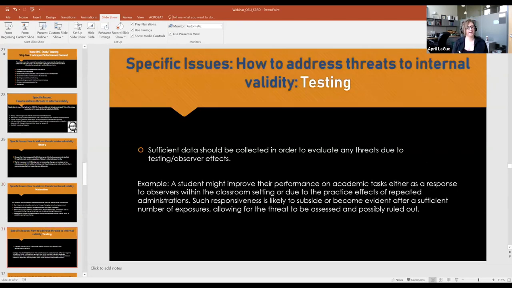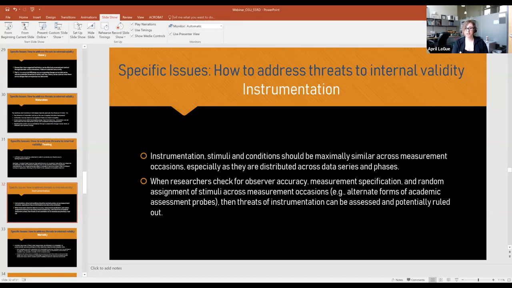Testing, so sufficient data should be collected in order to evaluate any threats due to testing. So a student might improve their performance on academic tests, either as a response to observers within the classroom or practice of repeating administration. We hope as researchers that the responsiveness is likely to subside and then you can assess that threat and possibly rule it out. And instrumentation, similarly, when researchers check for observer accuracy and measurement specification, that goes back to making sure your instrumentation is valid and reliable, like a good screening tool. And that helps with your instrumentation validity.